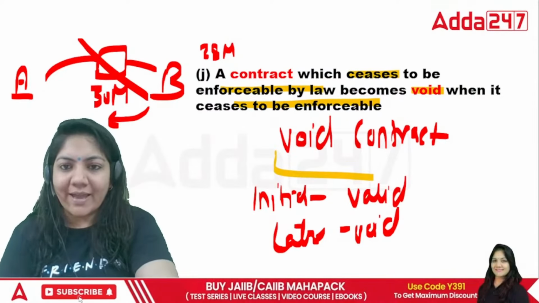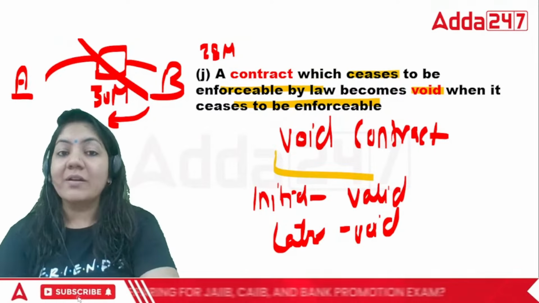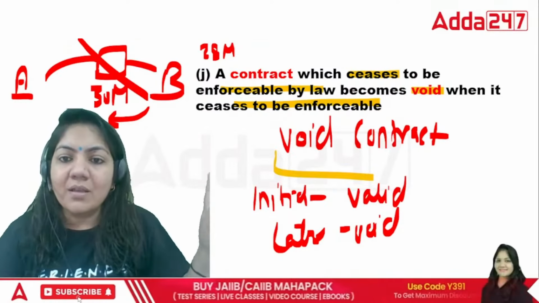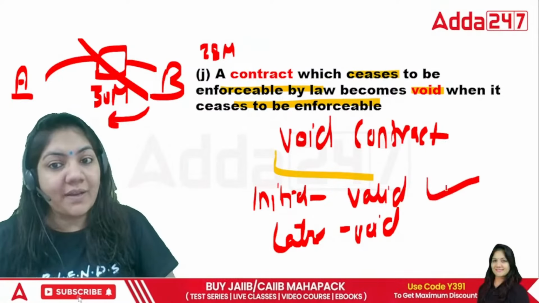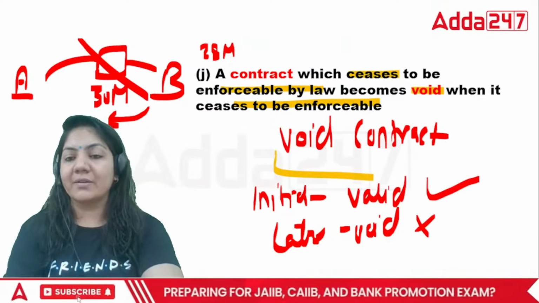The contract can be executed, class. Tell me. The contract cannot be executed because the subject matter is nil. So initially the contract is valid, but later on the contract is void. This is called void contract.